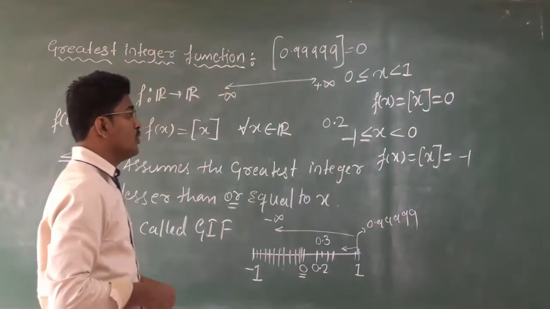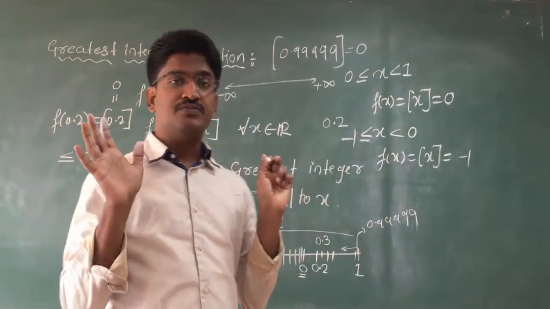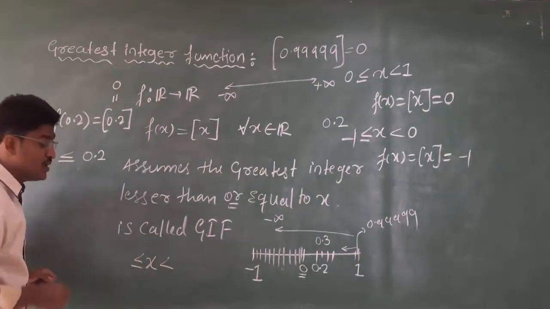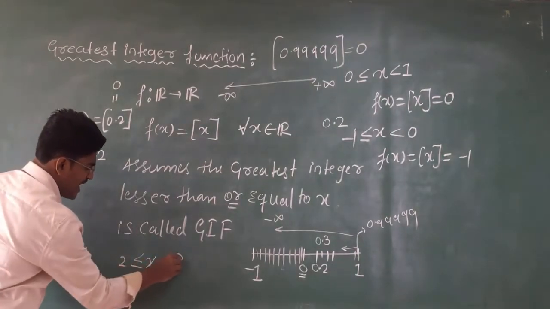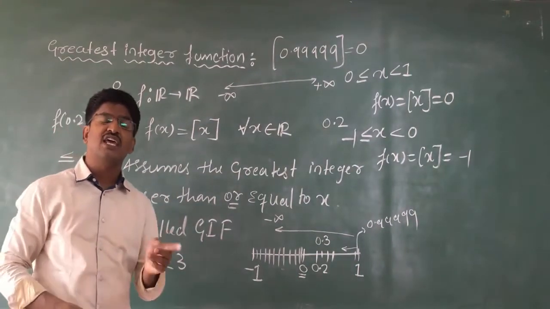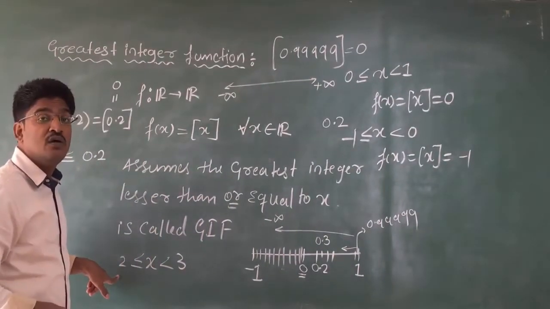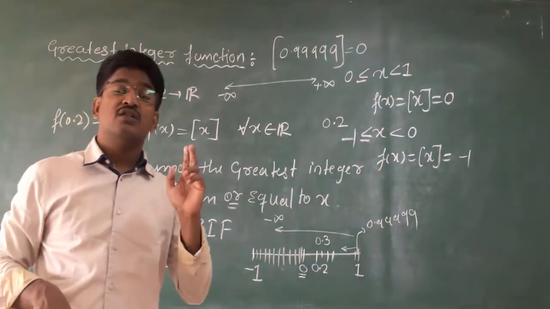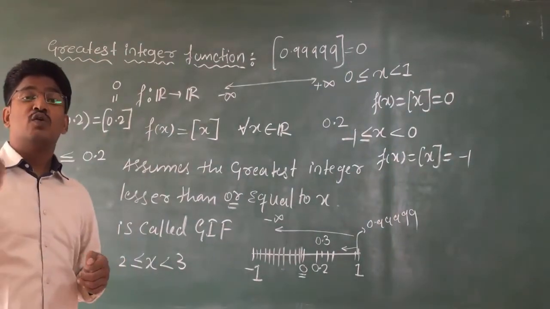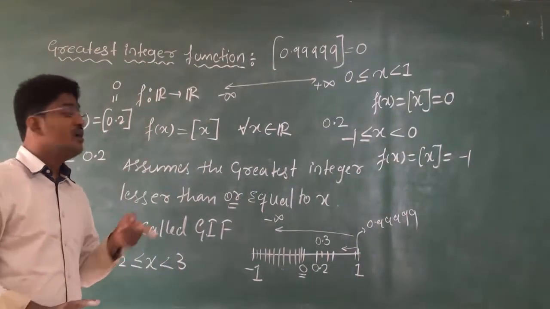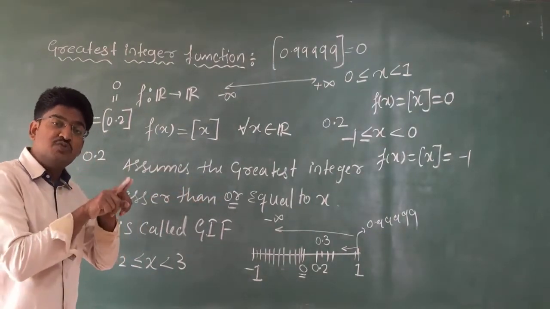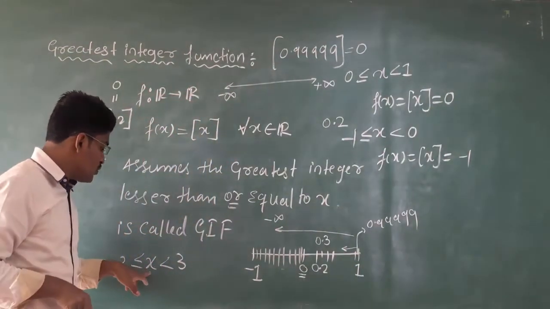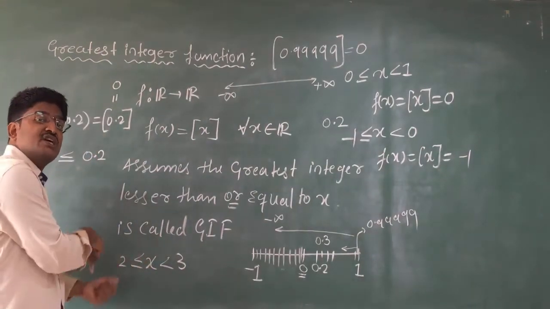Are you clear? If you don't understand, think of a simple term. If x lies in between 2 and 3, the greatest integer will be 2, not 3. Are you getting my point? So many students get confused. They write 3 because the word greatest makes them confused. But the greatest here means it assumes the greatest integer lesser than the given number. That is what is important. So whenever x is in between 2 and 3, the greatest integer will be 2.